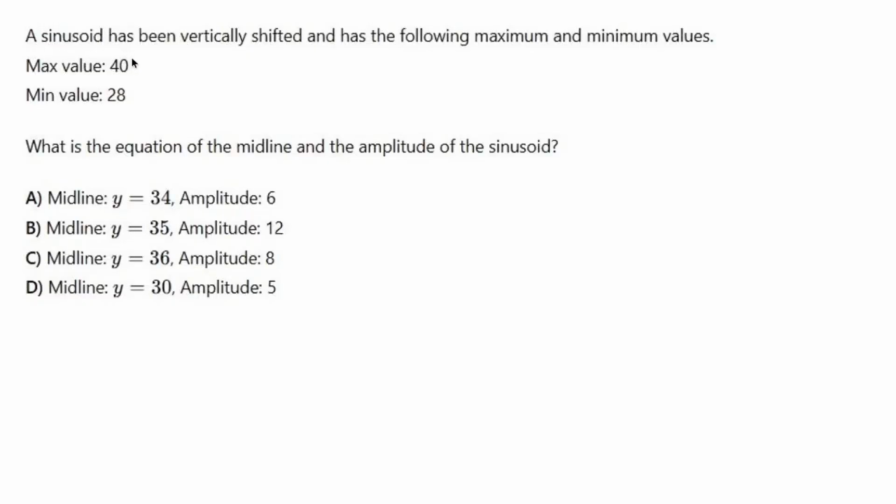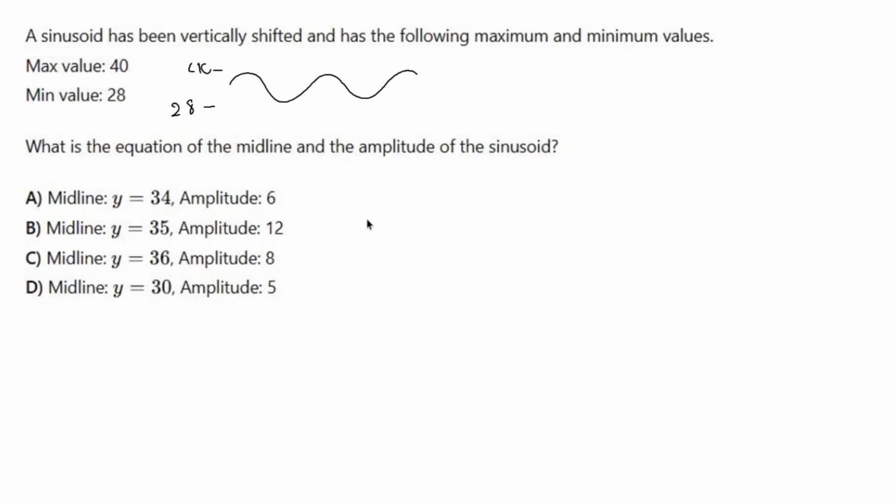A sinusoid has been vertically shifted and has the following maximum or minimum values. Maximum value is 40, minimum value is 28. Now a sinusoid is basically a sinusoidal function, looks like this. So you move it up where your maximum is now 40 and your minimum is now 28, like so. Which is the equation of the midline and the amplitude of the sinusoid?